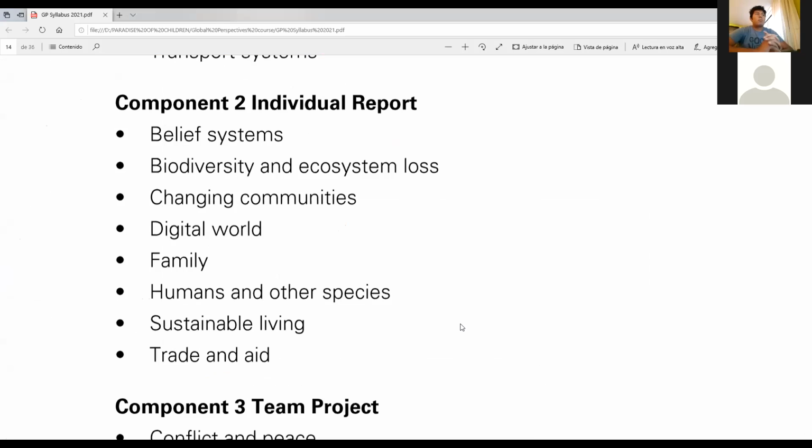Okay, yeah, the individual report, which is the component 2, we have these 8 topics: belief systems, biodiversity and ecosystem laws, changing communities. You should take a deep look and try to find one case study, which is the proper way to start your research, okay? Remember, try to find something appealing for you because you're going to be working a long time with it. So please, please, please choose well, choose responsibly.